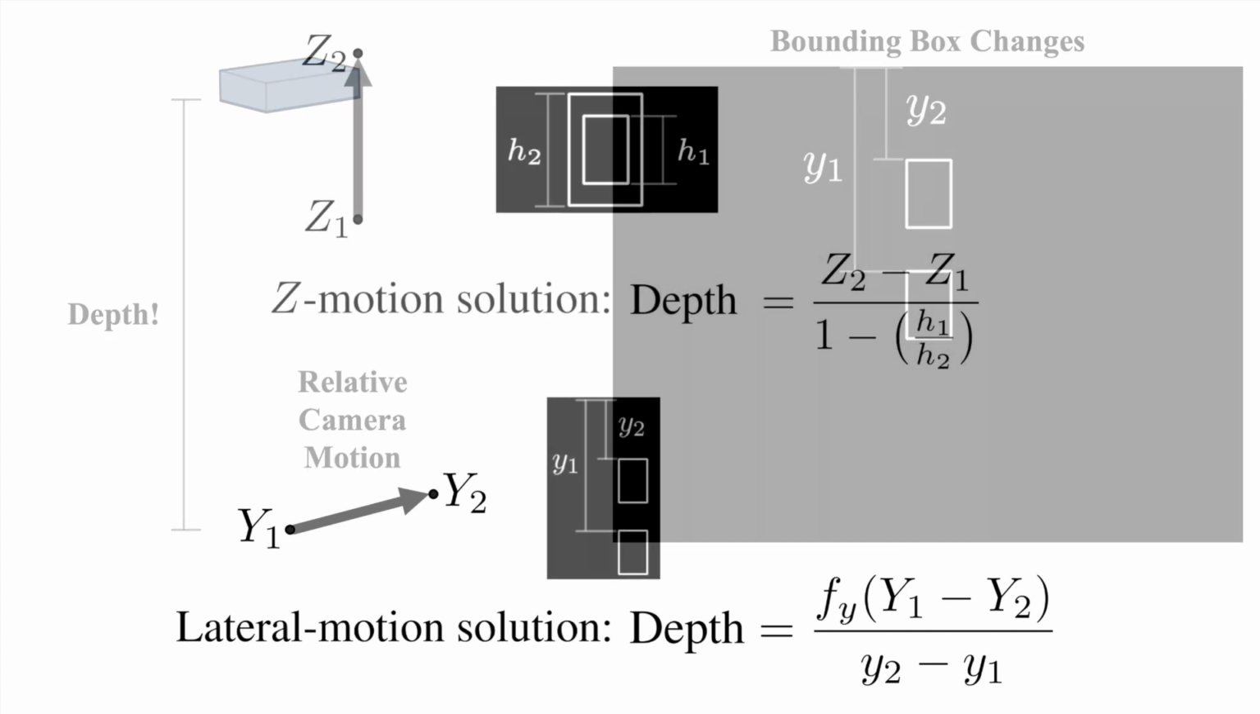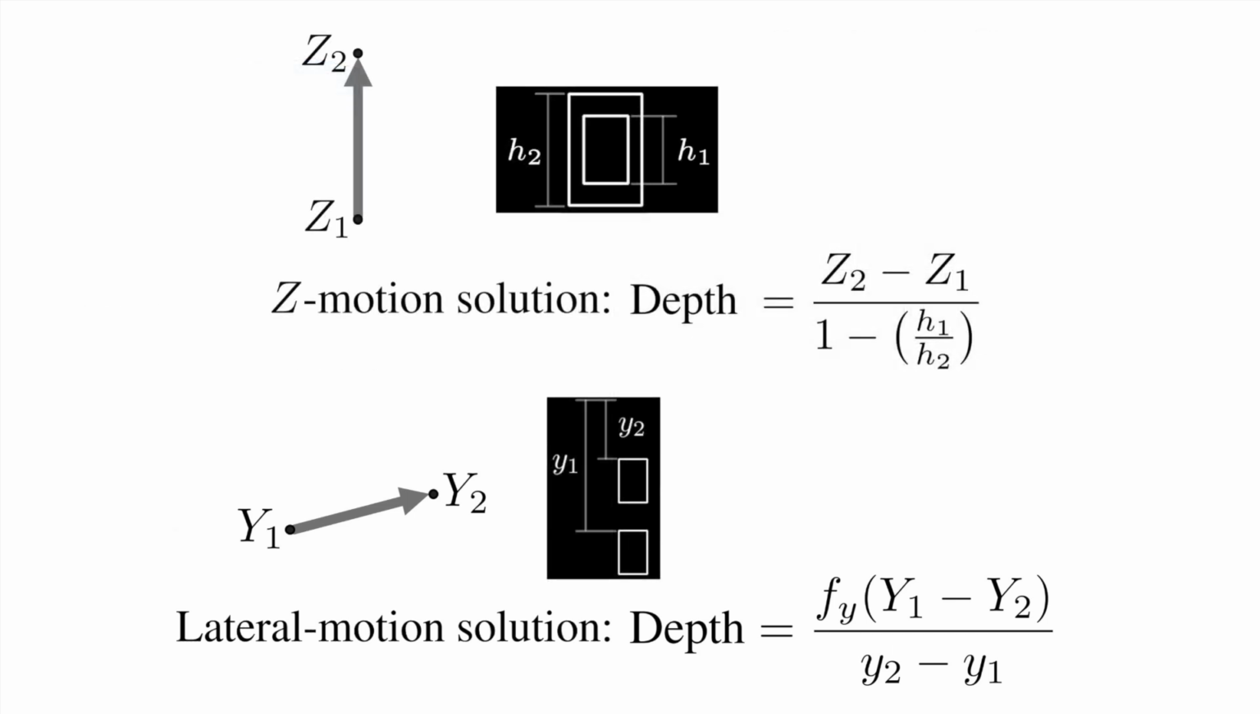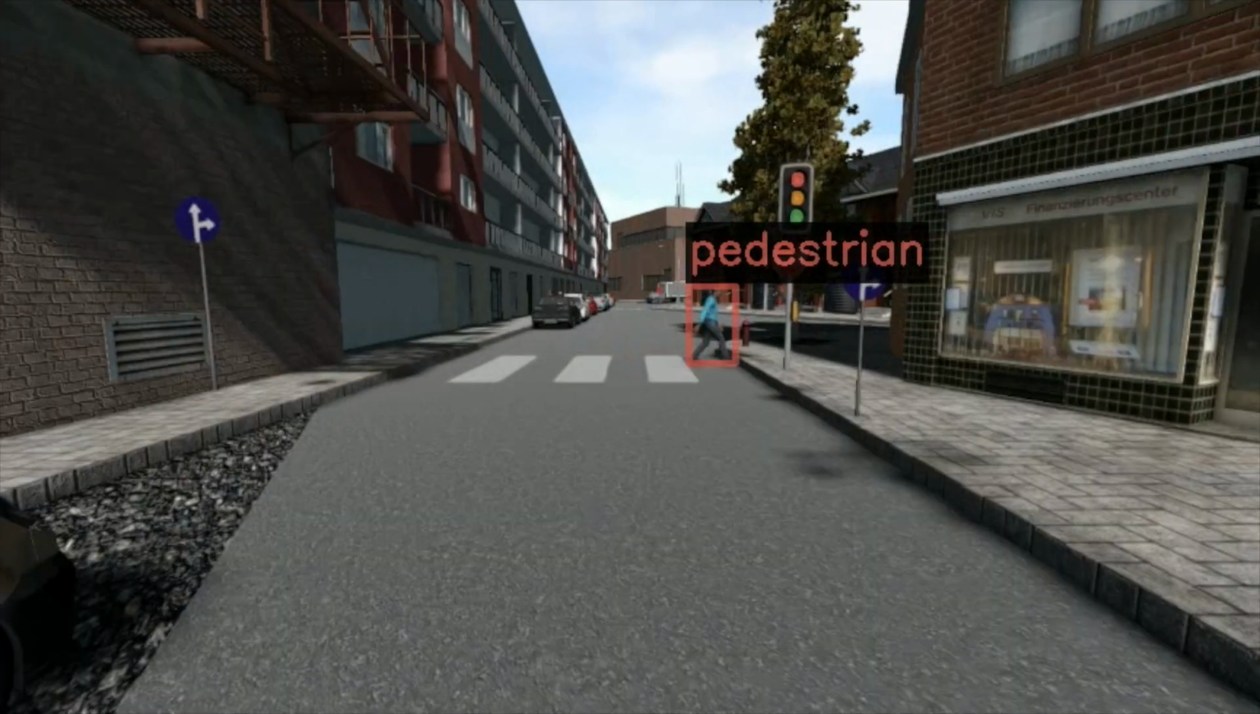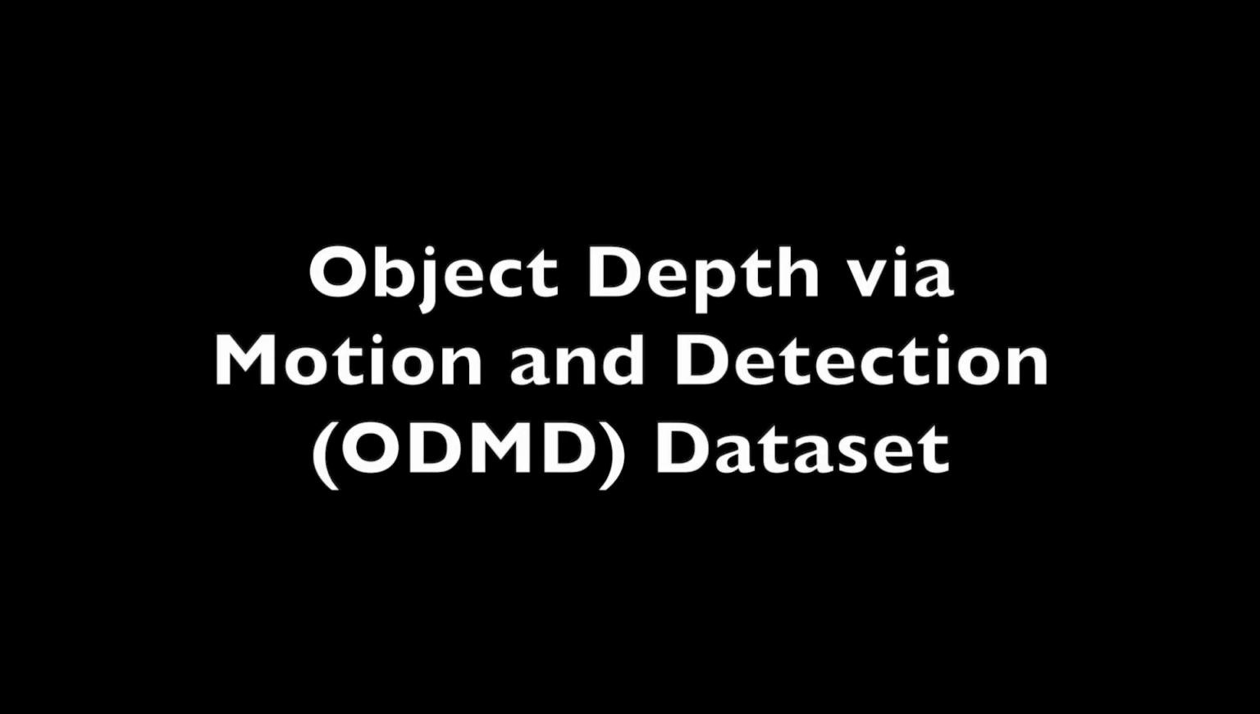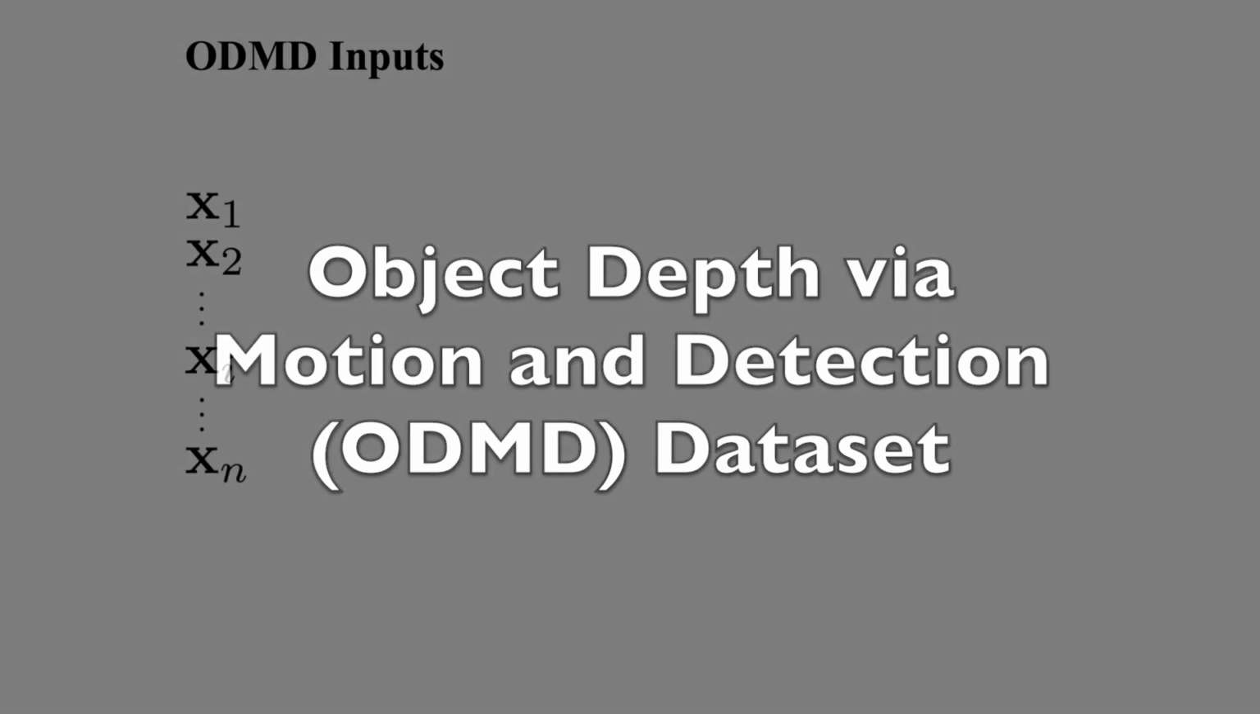While these two closed-form solutions help illustrate the underlying depth estimation cues we use in this work, these approaches do have limitations. For example, what if the object is moving, or there are detection errors, or there are more complicated camera motions? To address these limitations, we introduce the object depth via motion and detection dataset, which enables learning-based techniques to be applied in this new problem space.